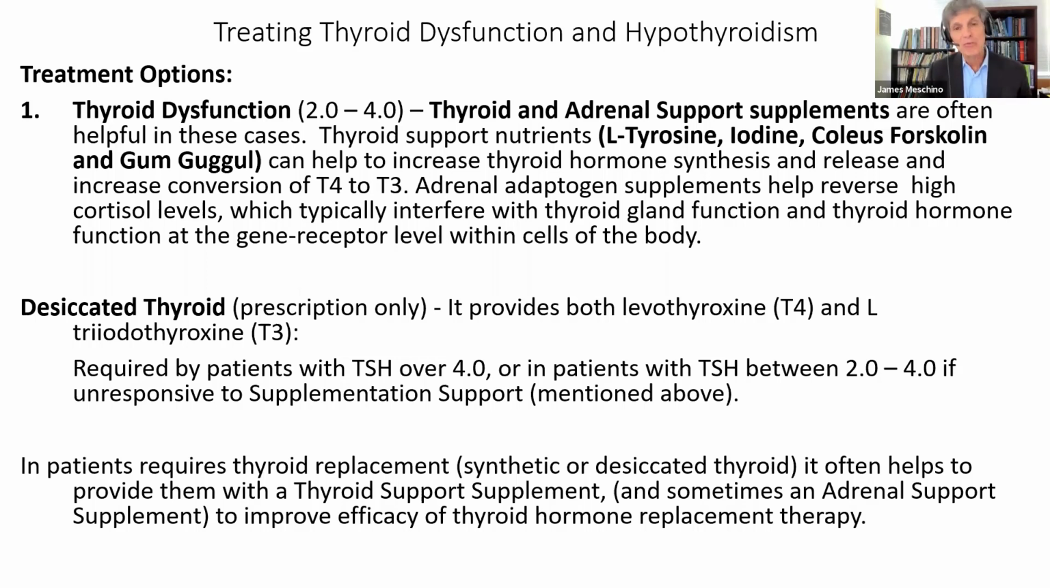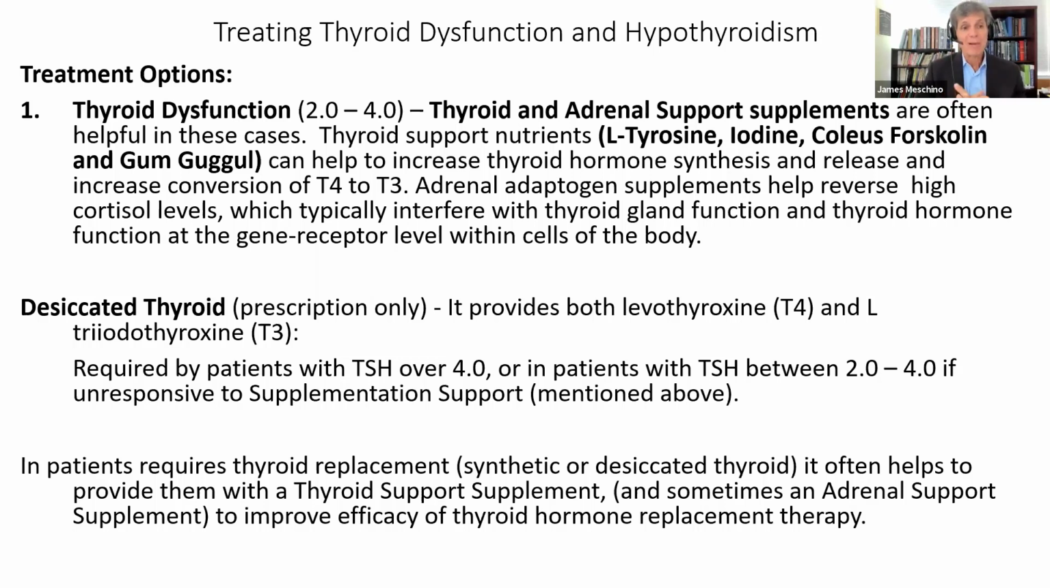At the same time, adrenal adaptogen supplements can help reverse high cortisol levels, which typically interfere with thyroid gland function and thyroid hormone function at the gene receptor level within the cells of the body. So sometimes, as I said earlier, high cortisol can block the effects of thyroid hormone on peripheral tissue. Giving the person adrenal adaptogen herbs like rhodiola, schisandra, ashwagandha, like Adeeva's adrenal support formula, bringing the cortisol levels down, helps the thyroid hormone have its effects on the peripheral tissue.